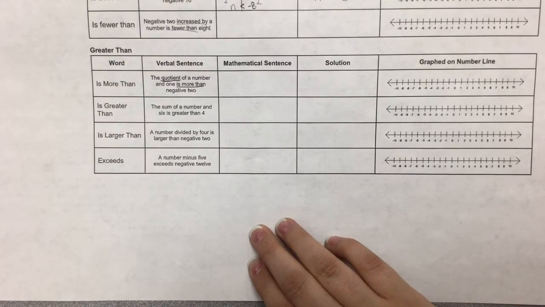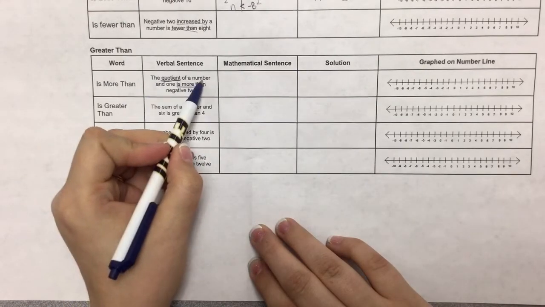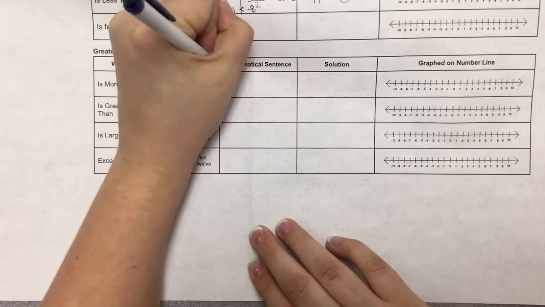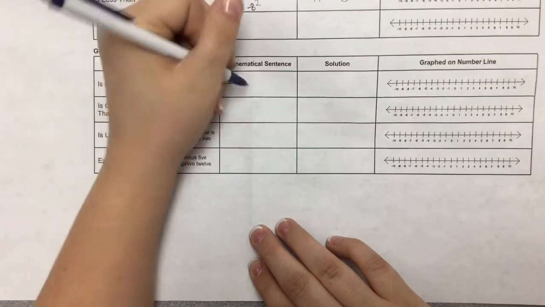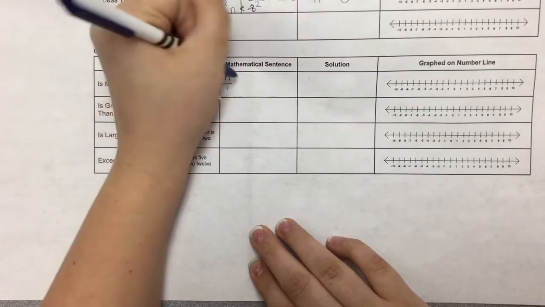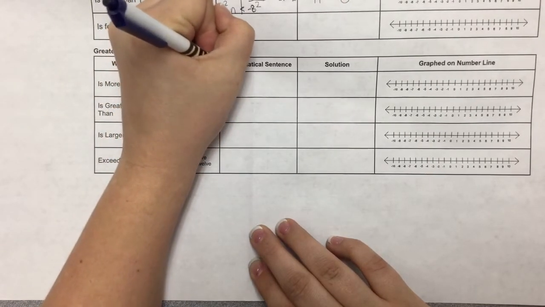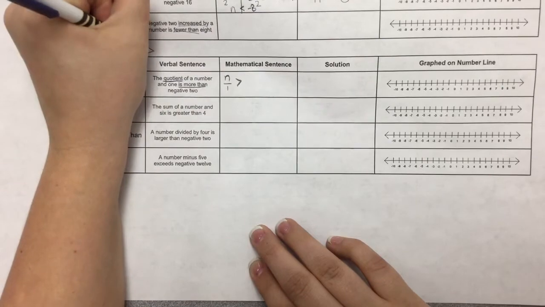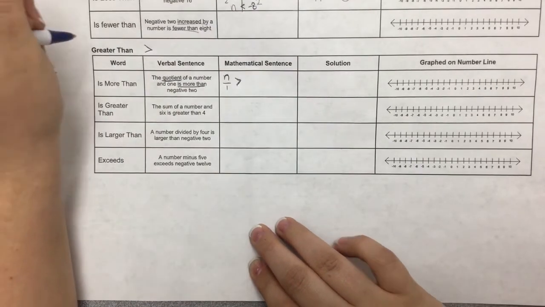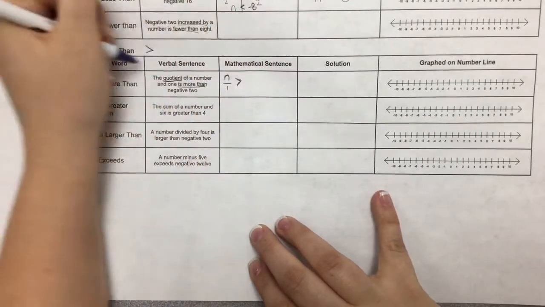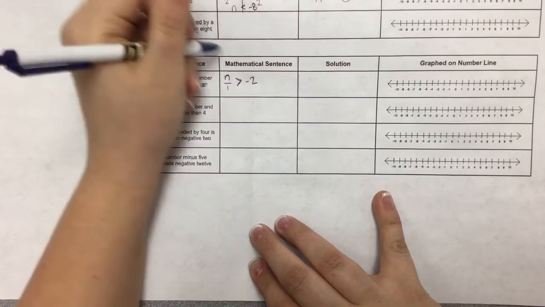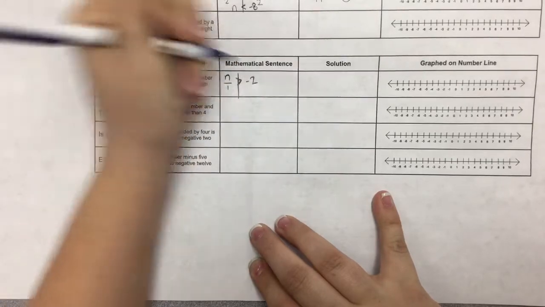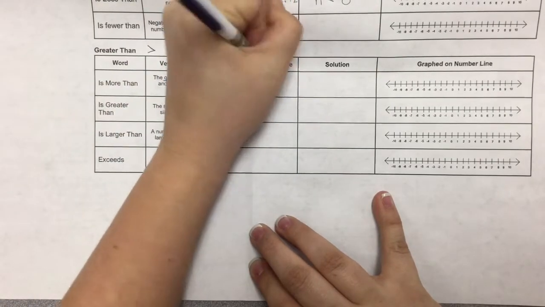All right, quotient means to divide. So we know we're going to divide a number we don't know, which I'm representing as n, divided by 1. Is more than, so I need to be using our greater than symbol, which opens to the left, is greater than negative 2. All right, draw your line and do your 1, 2s.